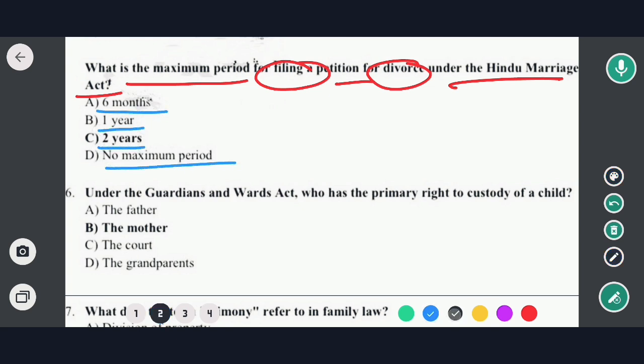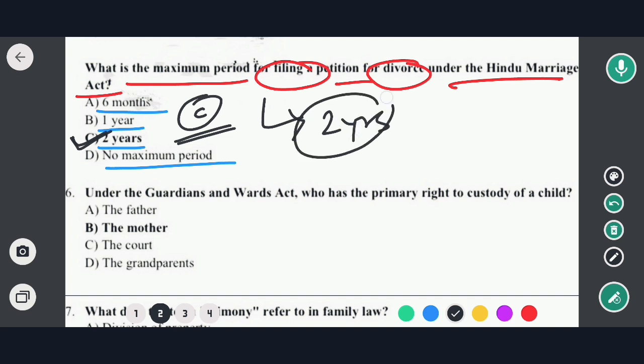Options are 6 months, 1 year, 2 years and no maximum period. So in this case the correct answer would be option C, that means 2 years. That means within 2 years of the marriage, a husband or wife, any one of them can file a petition for divorce as per the provision of the Hindu Marriage Act 1955. So in this case option C would be the correct answer. Now moving to the next question.